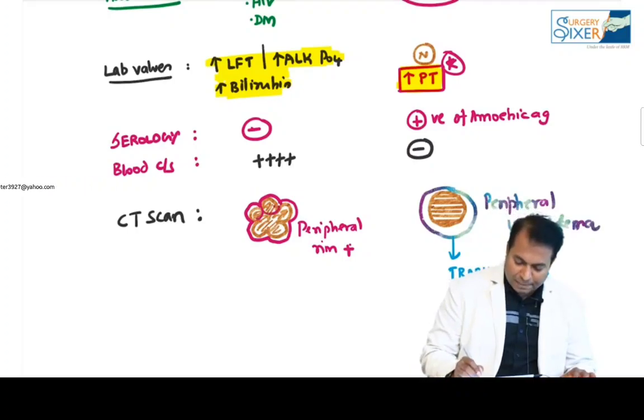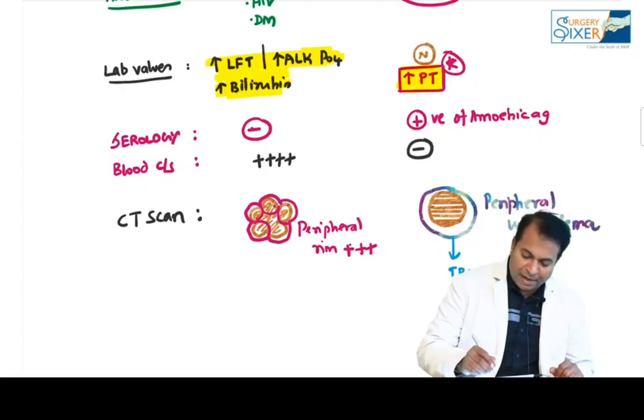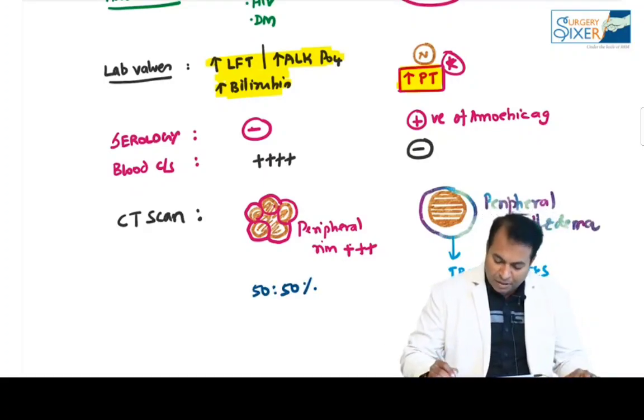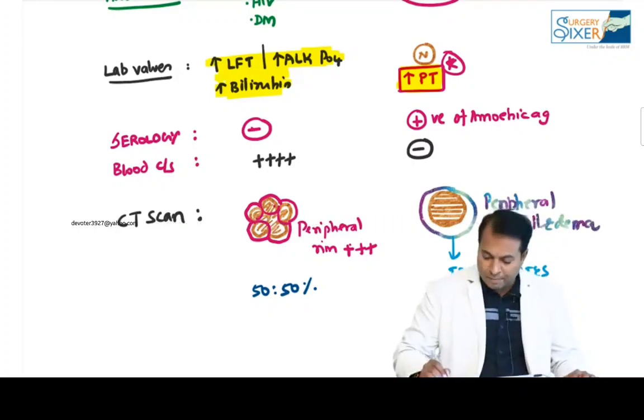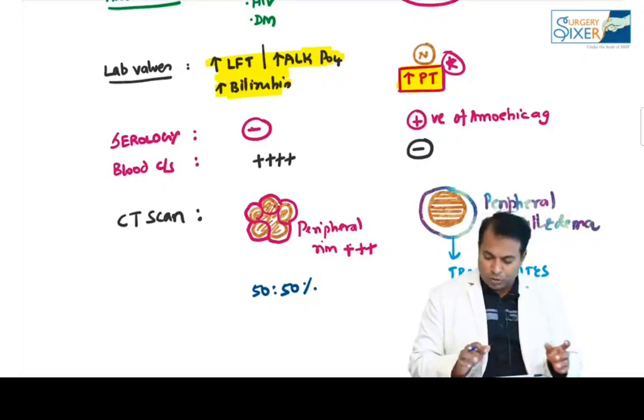Here it is an ill-defined clustered abscess with peripheral rim enhancement. And please remember, pyogenic abscess is 50-50, 50% multiple, 50% solitary. But amoebic abscess is mostly solitary, and it is most common in segment 7, the right posterior lobe.